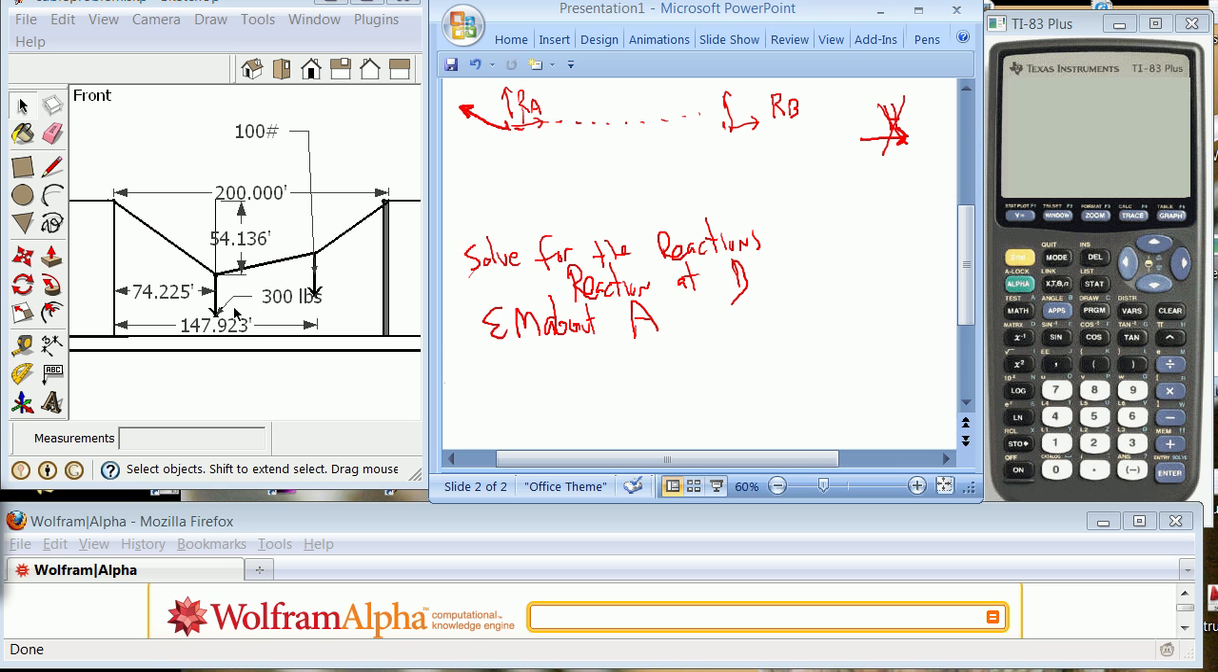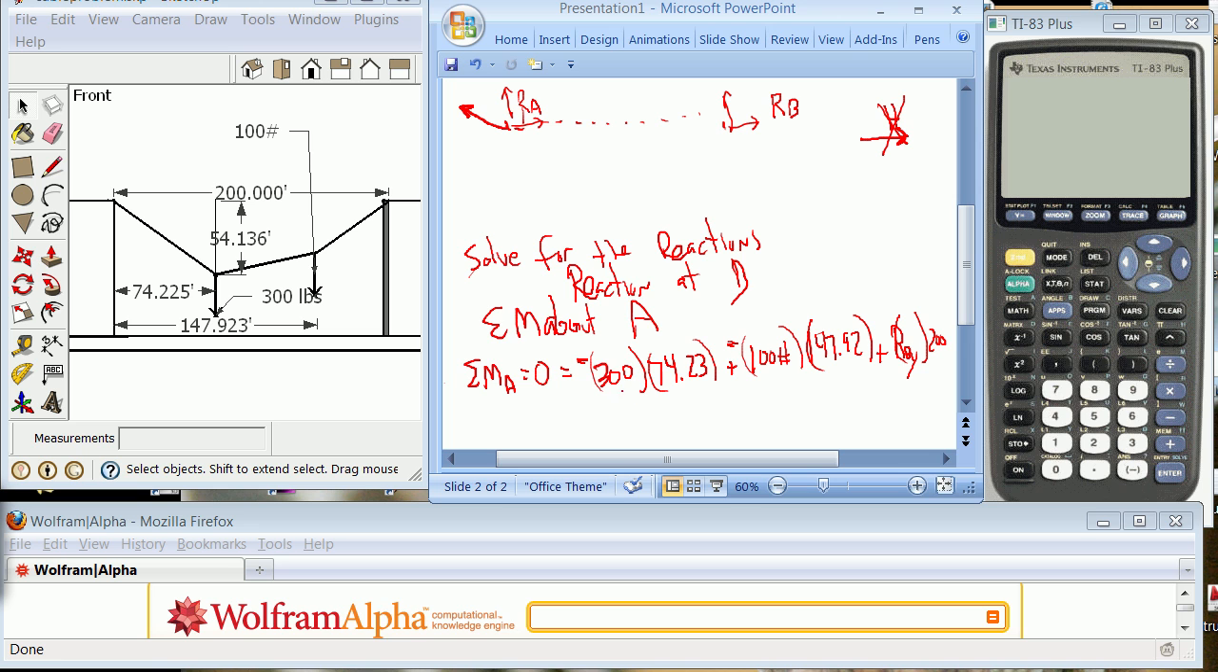And I do that. If this is 300 and this is 100, I say the sum of the moments about A is equal to 0. And they're equal to then 300 pounds times a distance of 74.23 feet. And of course, thumbs into the board, so that's a negative. And then plus 100 pounds times a distance of 147.92 feet, and that is negative. And then plus the reaction at B in the Y times the full 200 feet.